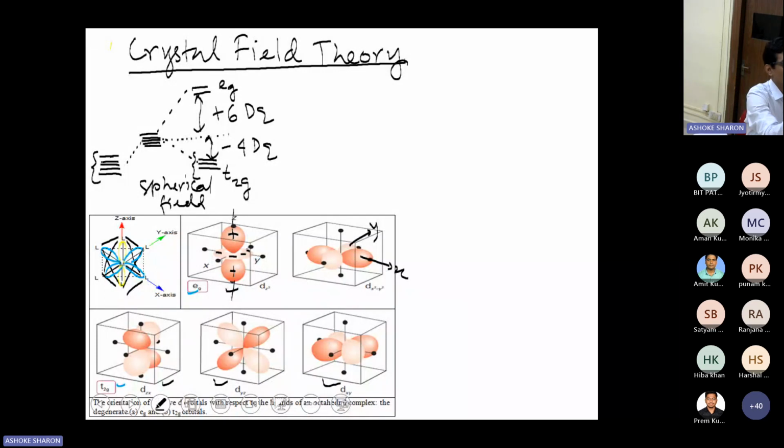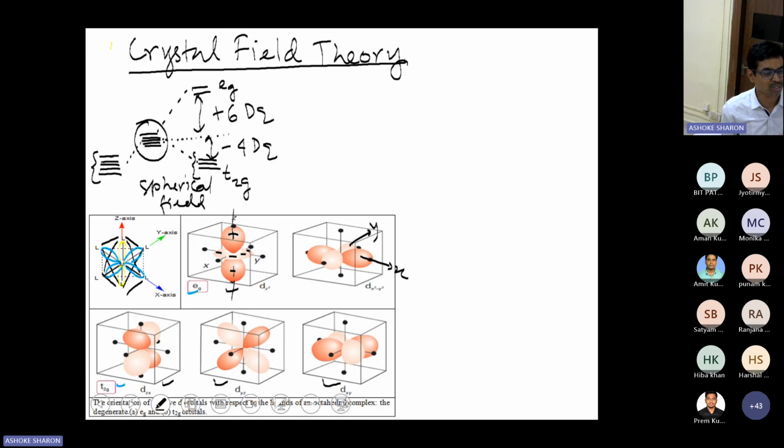That means the energy of this spherical field remains the same when they are completely filled for a d10 electronic configuration or a half-filled d5 electronic configuration. So this is the case with an octahedral geometry. Now, in an octahedral geometry, the question arises how these t2g and eg different sets have been separated into different energies. That depends on the orientation of the orbitals.